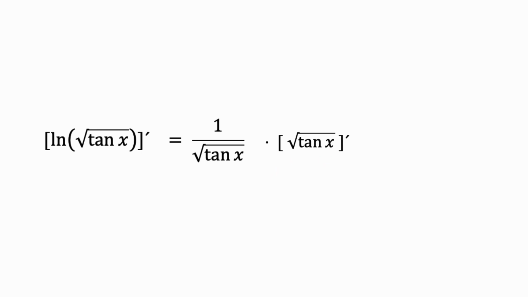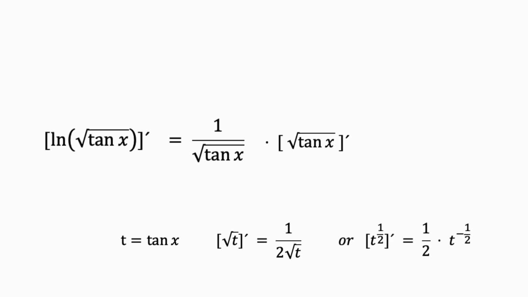So let's use the method of substitution in this case. By replacing tan x with t, we know that we have to differentiate the square root of t. Because this is such a common differentiation, you can either note it down and remember that it is equal to 1 over 2 times the square root of t, or you can rewrite the square root as the exponent of 1/2 and leave it in the form of 1/2 times t to the power of minus 1/2. In this example, I'm using the first option.